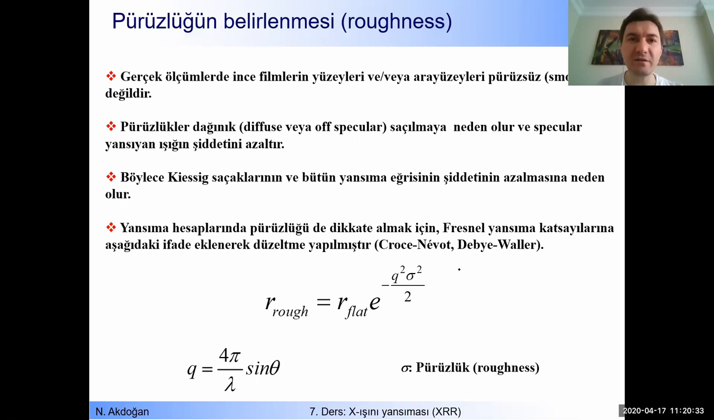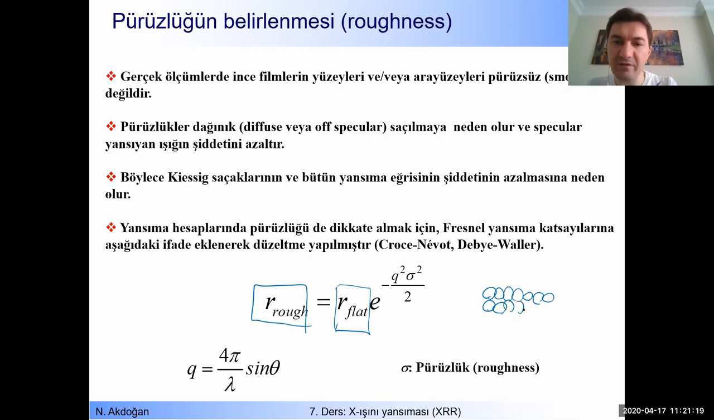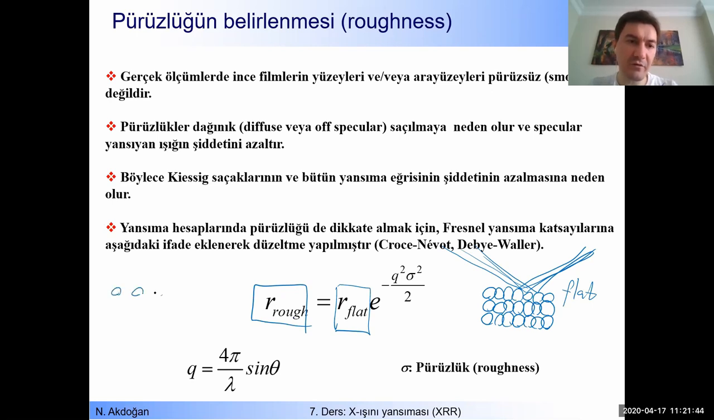Now let's continue with the roughness. Here we have reflection from a rough surface. Here we have reflection from a flat surface. So just consider that here we have a flat surface. A flat surface means that we have a perfect arrangement of the atoms, a perfect arrangement of the atomic layers. Then when you send X-rays to the material, they are reflected very well to the detector. This is a flat surface. If you have a rough surface, then you have this kind of surface we can consider.